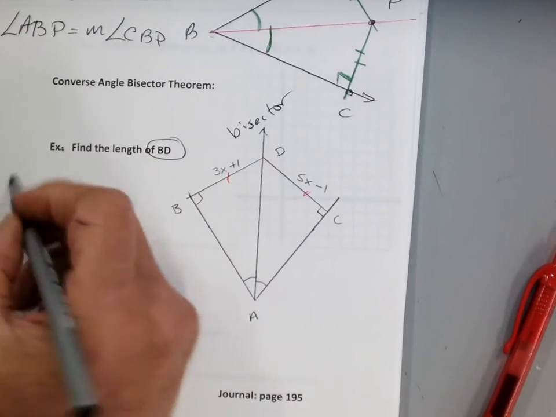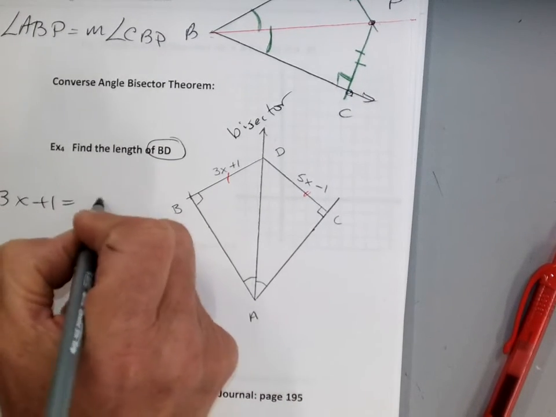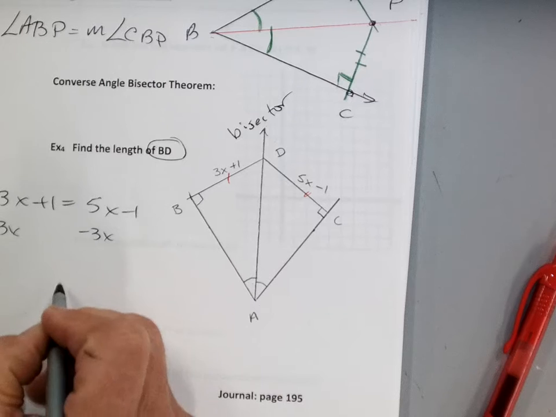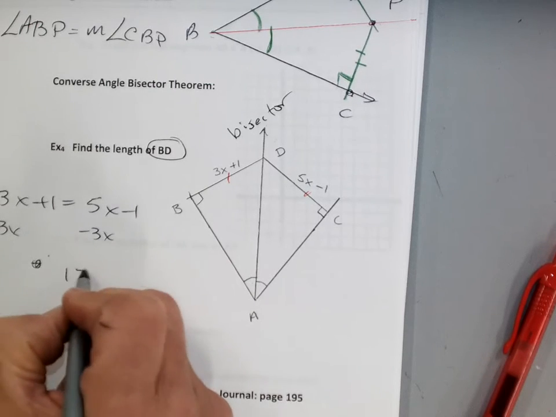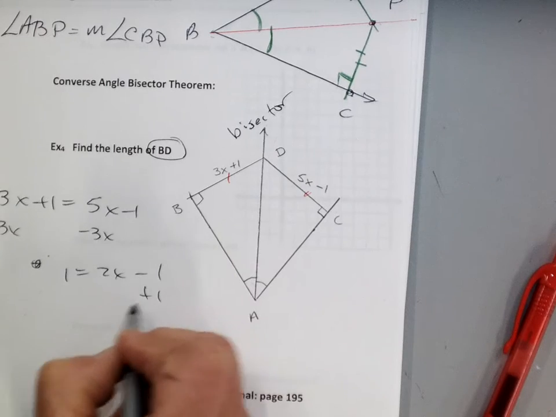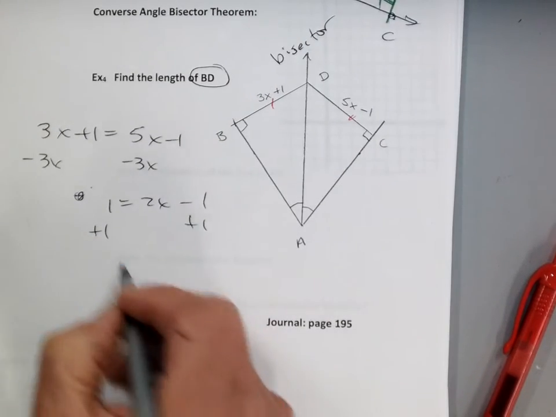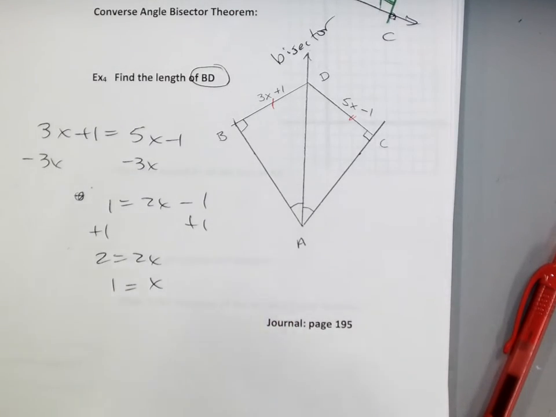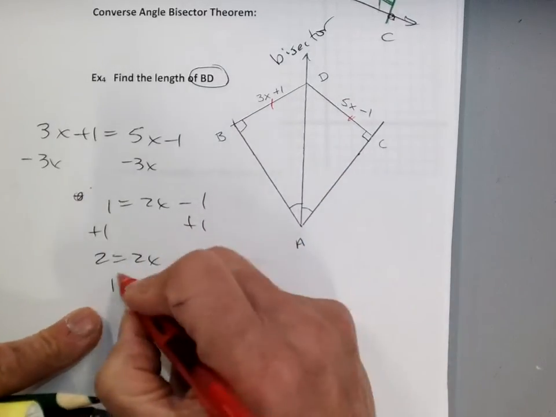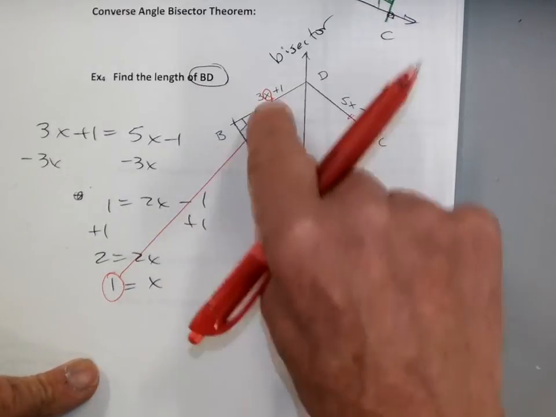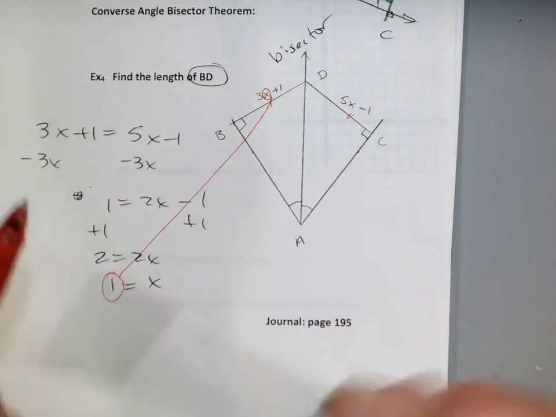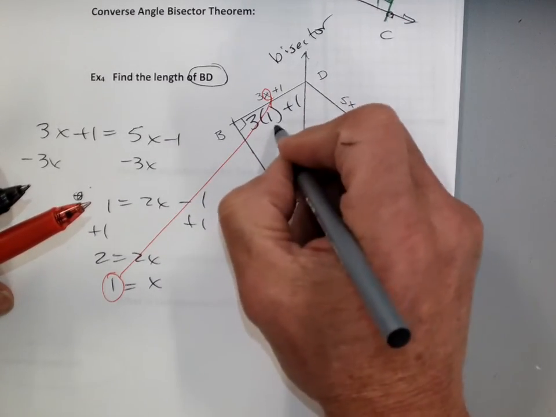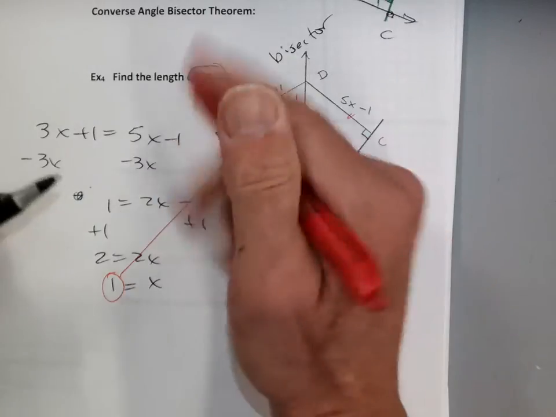So let's go 3x plus 1 equals 5x minus 1. Solve for x: minus 3x, minus 3x. 1 equals 2x minus 1. Plus 1, plus 1, right? I've got 2 equals 2x, divide by 2, x is 1. Okay, now that's not the answer. We need BD. BD is here, so let's plug our 1 in here. We're going to have 3 times 1 plus 1. We get 3 plus 1 is 4, so BD must be 4.